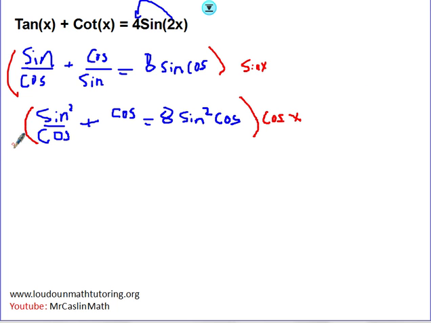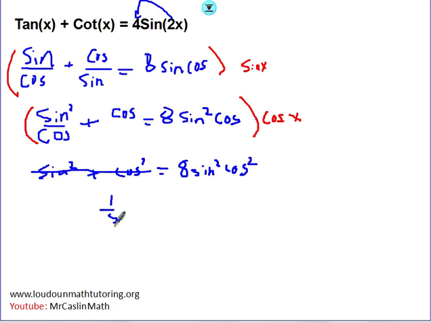Cosines in the numerator and denominator would cancel. You'd get a sine squared x plus cosine squared x. There's our beloved identity that makes things simplify nicely. Equals 8 sine squared x cosine squared x. Okay, so I've multiplied everything by the sine, everything by the cosine. This gives you a 1. You're going to divide both sides by 8. So 1/8 is equal to sine squared cosine squared.